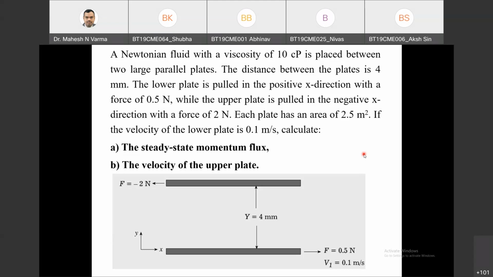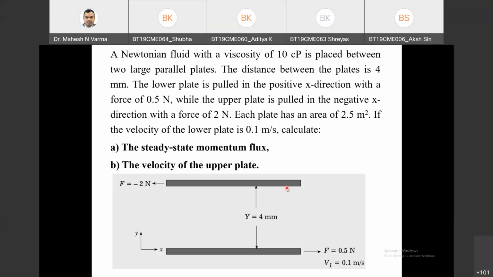Anybody else has any other answer? Sir, velocity gradient dv by dy will be minus 100. Minus 100. And what will be the velocity of the upper plate? Sir, this distance is in mm, so we have to convert it into meters.